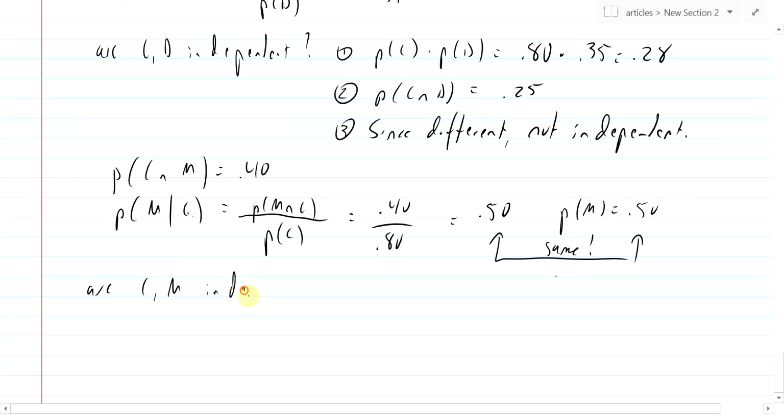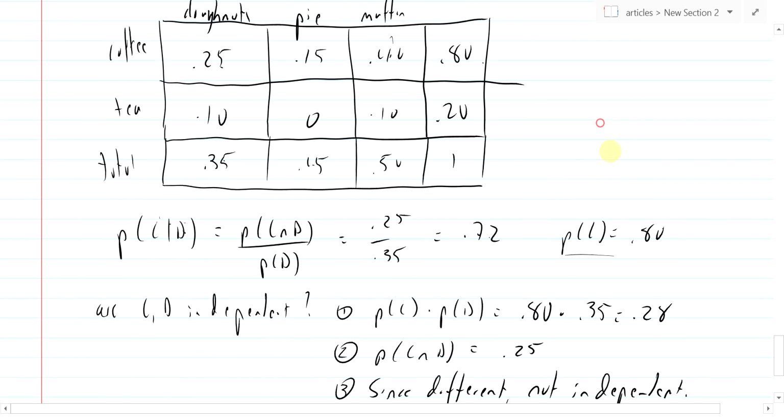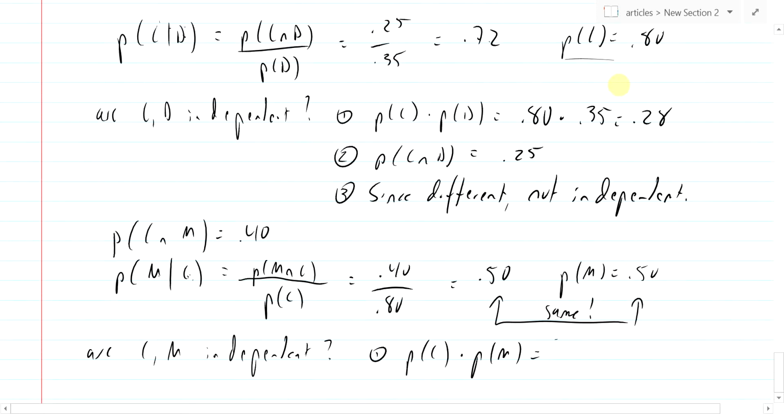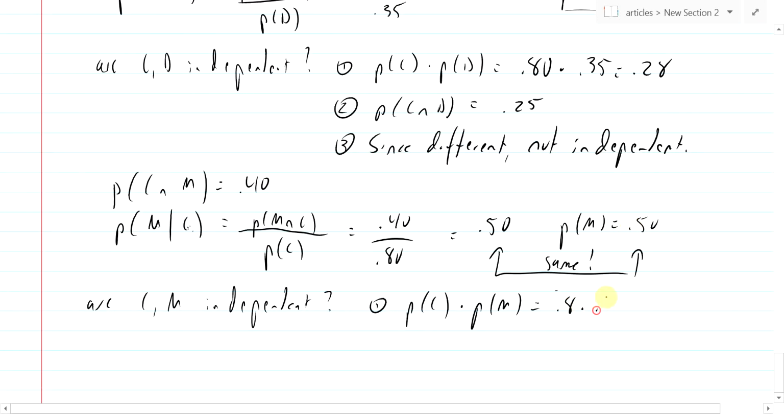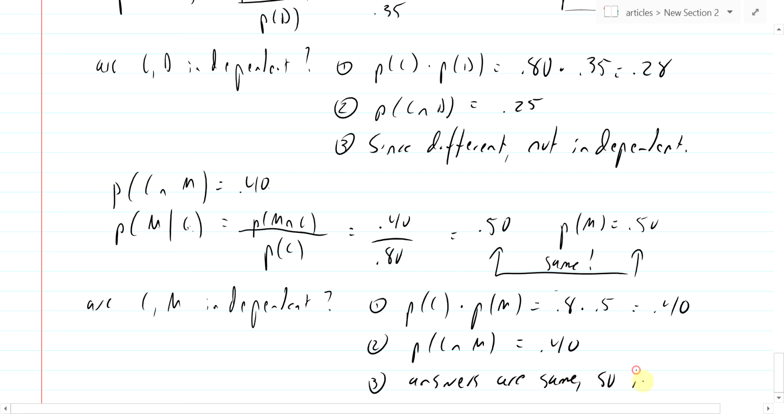If C and M are independent, the probability of C times the probability of M. What's the probability that someone has coffee? That's 80%. 50% have muffins. So it's 0.8 times 0.5, which equals 0.4. The probability of seeing someone who has coffee and a muffin, well, that's also 0.4. The answers are the same. So independent.